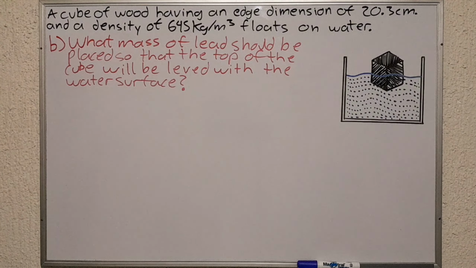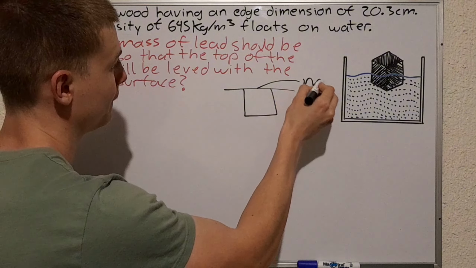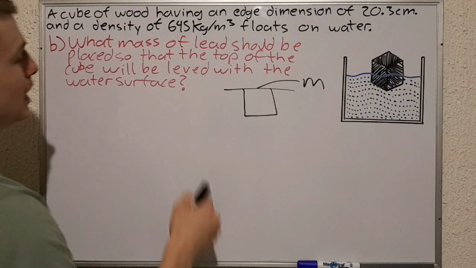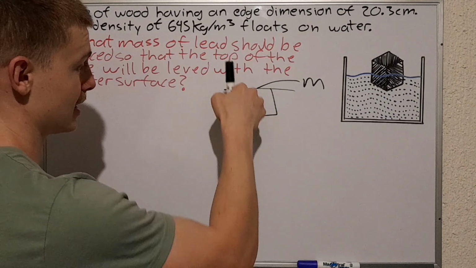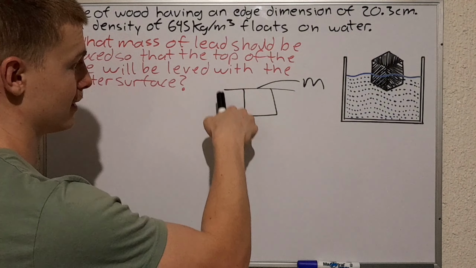What does it mean? We see that the water surface is maybe around the middle of the cube. Now we're going to find something to place on top of the cube. This is our cube simplified, and this will be called m, the mass. Then that will sink the cube so that the water surface is just at the same height as the top surface of the cube.